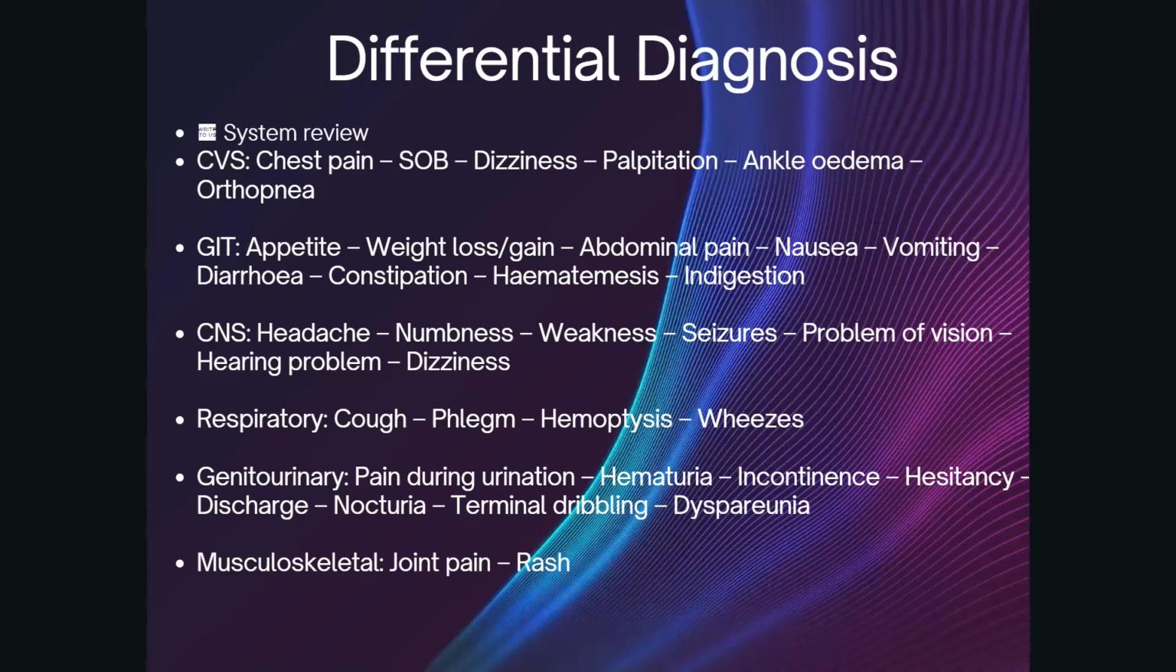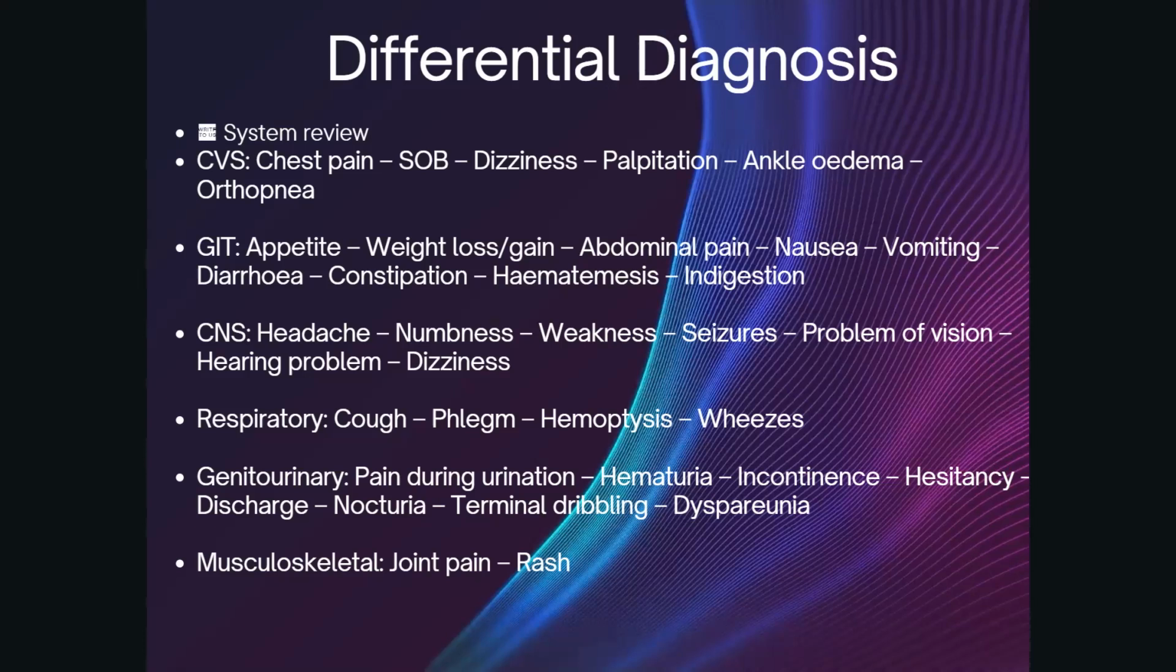Respiratory, like cough, phlegm, hemoptysis, wheeziness. If a patient comes to you with a chest infection and says, I've got a cough, it's very important not to omit to ask whether it is a dry cough or a productive cough. If they're coughing up any blood, if they've got any wheeziness, which is very important.